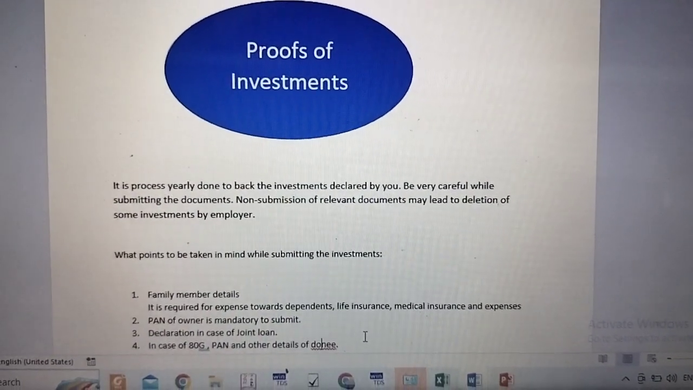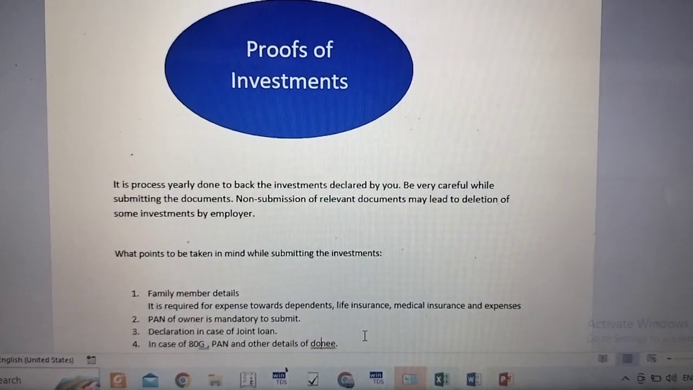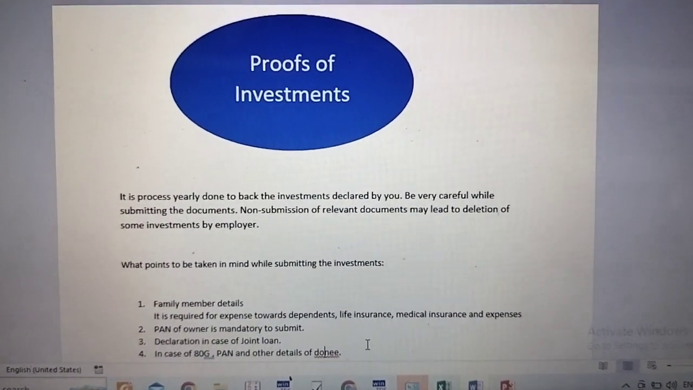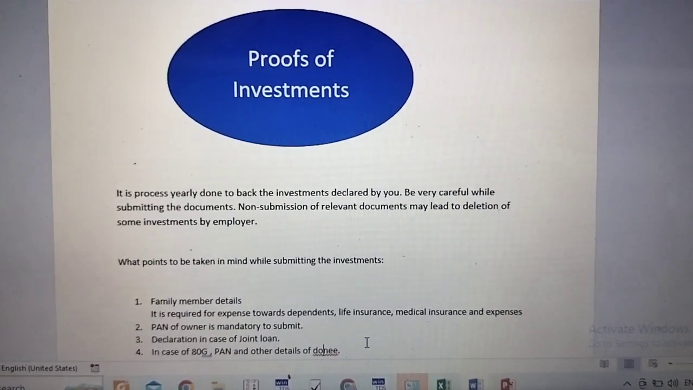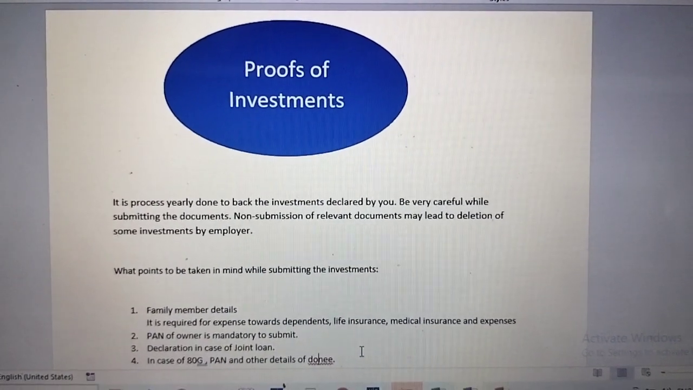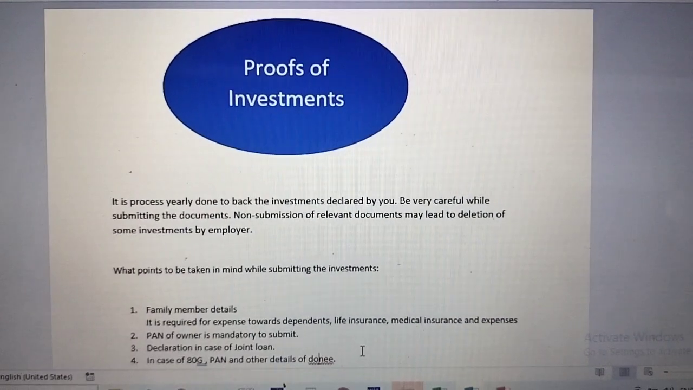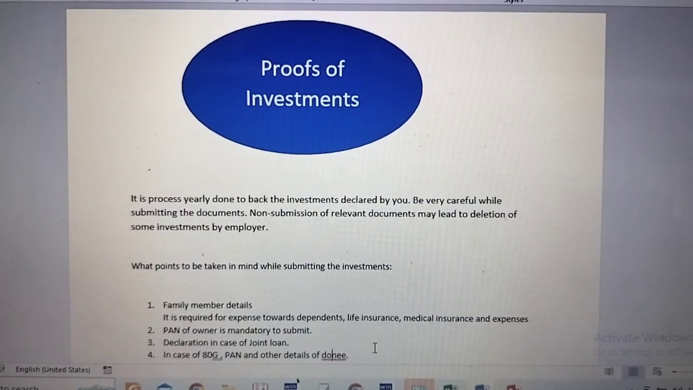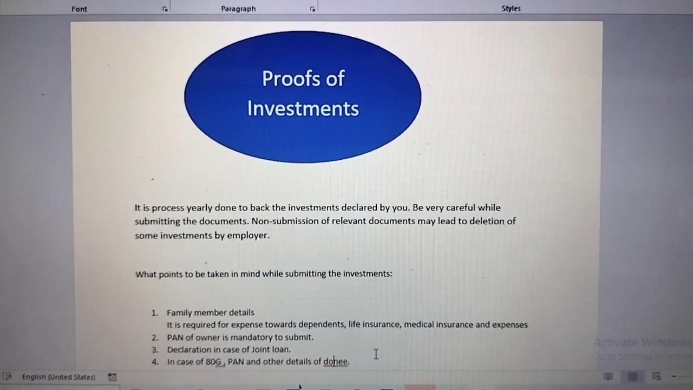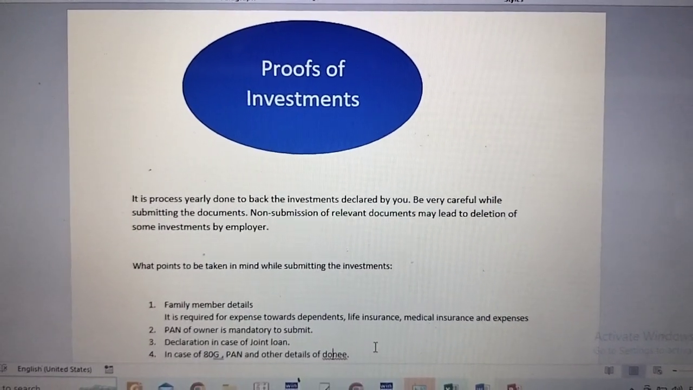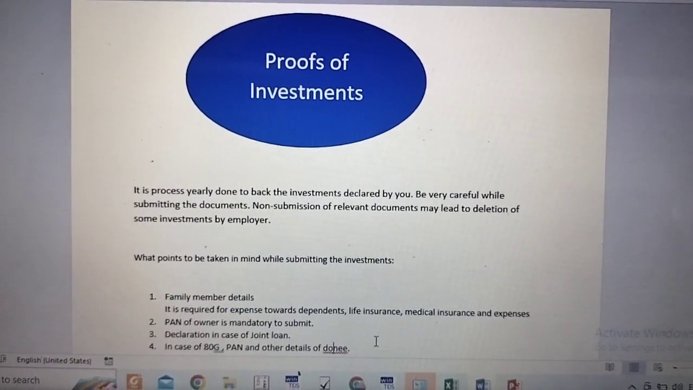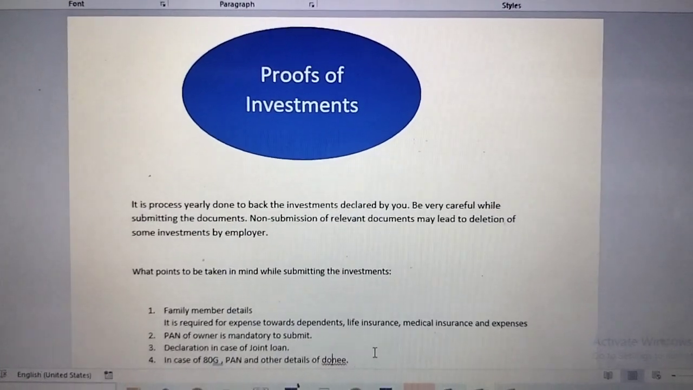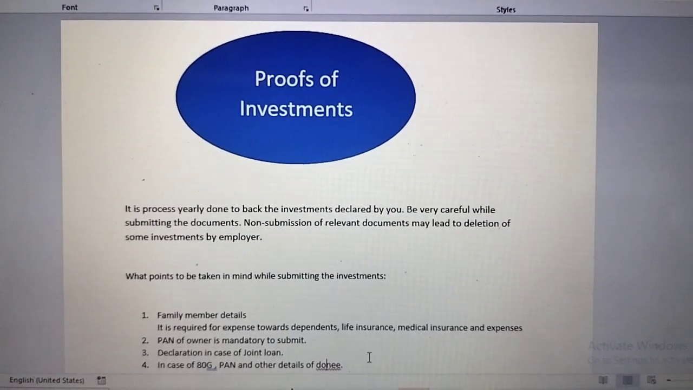And you can take advice from a tax consultant, because I think it's 11 December, so you have three and a half months to go. You can still make investments to save some taxes. And it is advised, if you don't have investments, go with the new regime at the time of filing the return. Now you cannot switch the regime with your employer, but at the time of return filing you can do so.